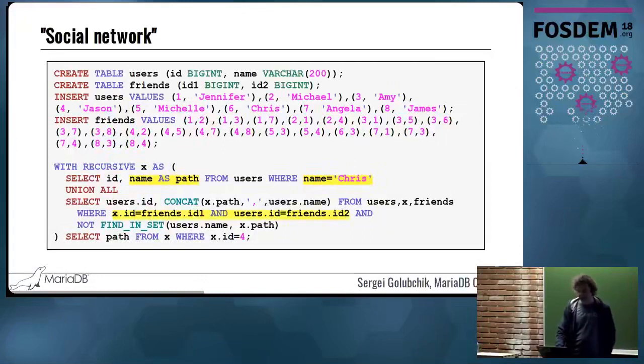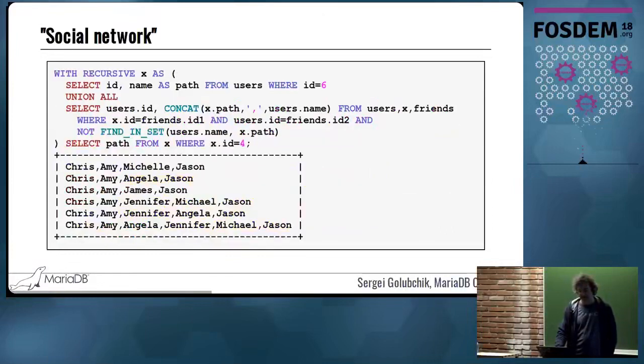So for every next row, we join the previous row with the table friends to find the next friend. And because we don't want cycles in our path of friends, we make sure that the new friend is not already in the path. And if we have found such a friend, we just append it to the path, and we will do that until we reach the user with the ID equals 4, which is Jason. So if I run this CTE, I'll get all the possible paths between Chris and Jason. There are 3 short paths and 2 a little bit longer paths. So that's how you can work with graph structures in CTEs.